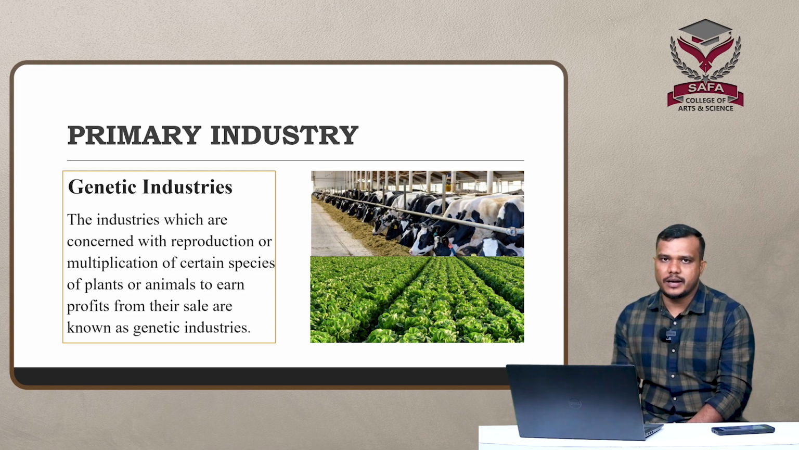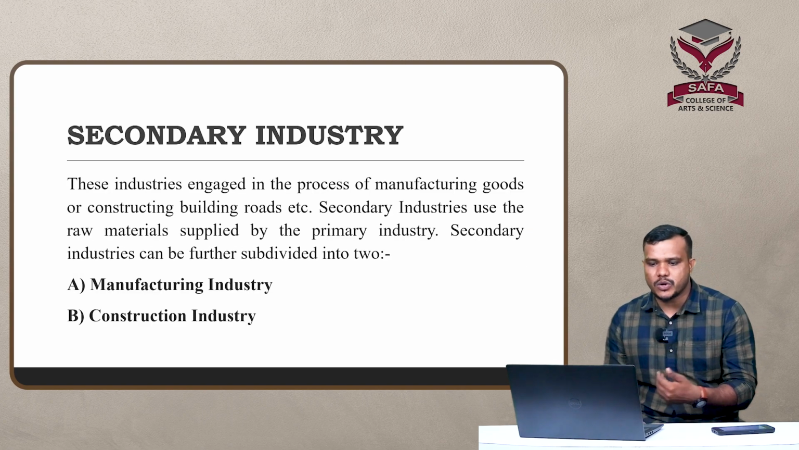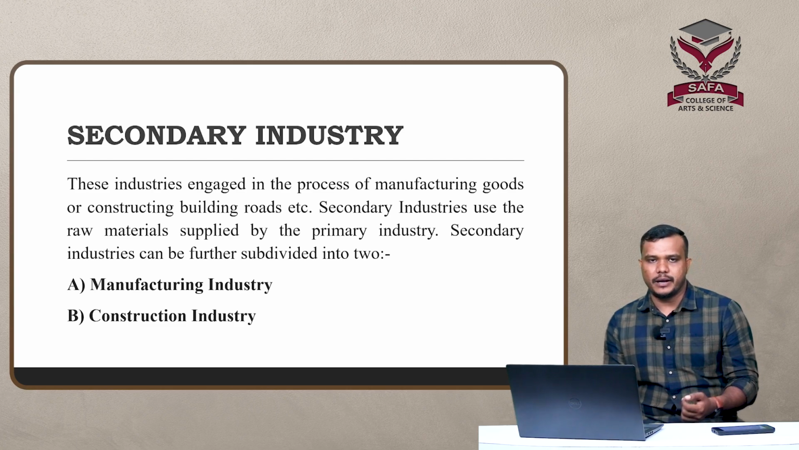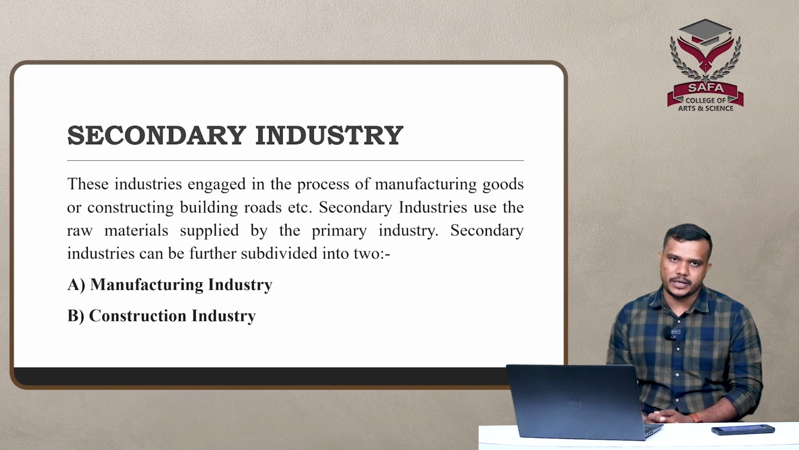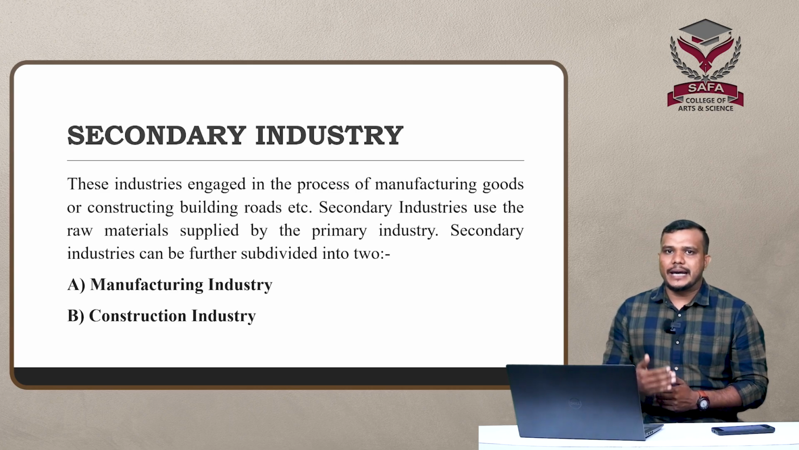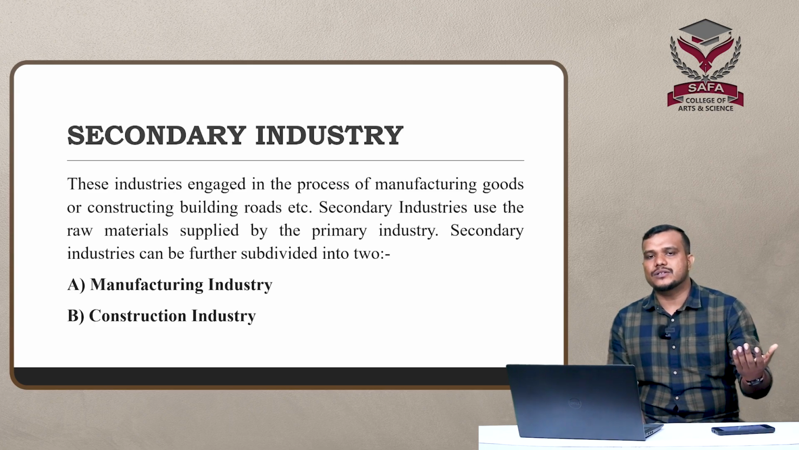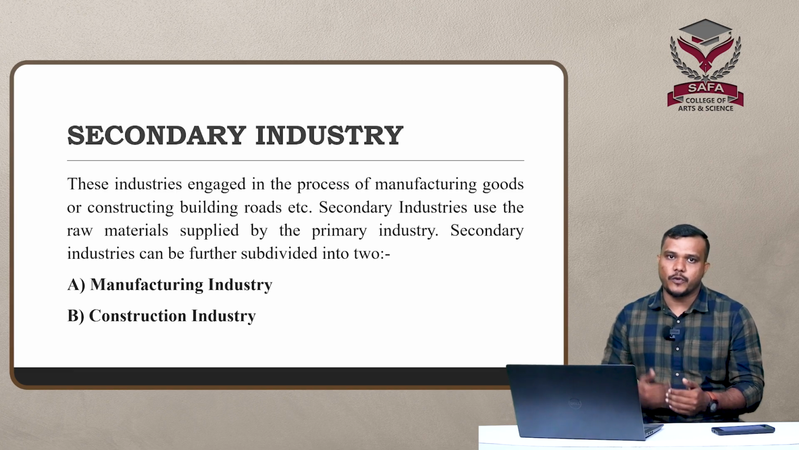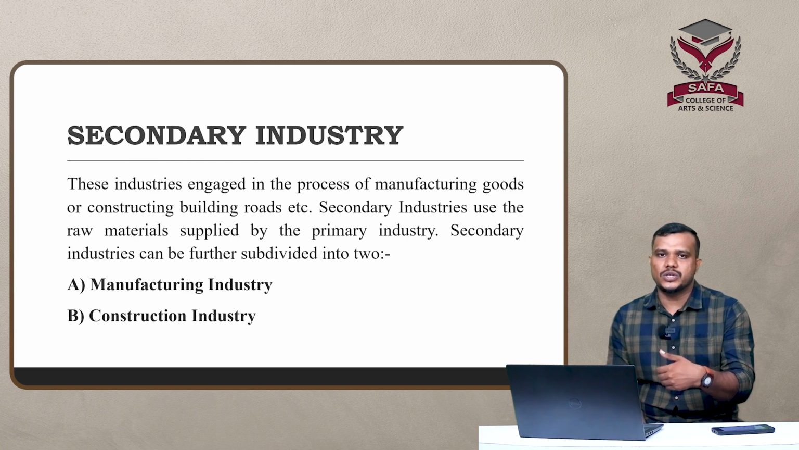Now we are looking at secondary industry. What is secondary industry? Secondary industry is engaged in the process of manufacturing goods or construction of buildings, etc. Secondary industries use raw materials supplied by the primary industry. Secondary industry mainly concentrates on the manufacturing of finished products or construction of buildings, roads, etc. The raw materials used in secondary industry are extracted from the primary industry or extractive industry. These raw materials are used in secondary industry for making finished goods or constructing buildings, roads, bridges, etc.